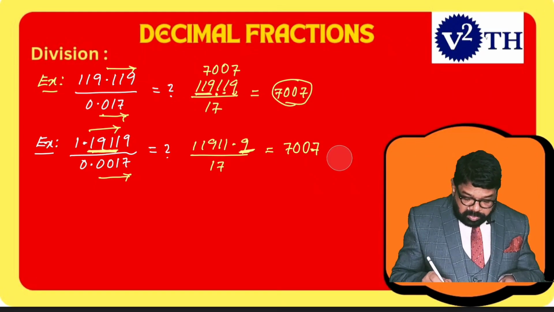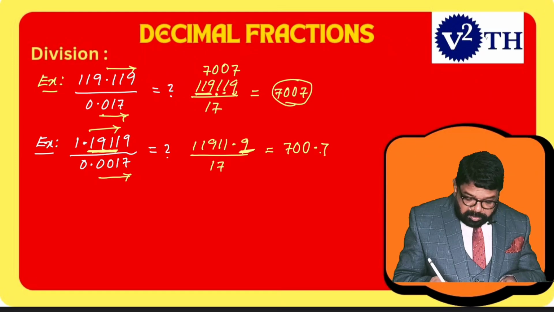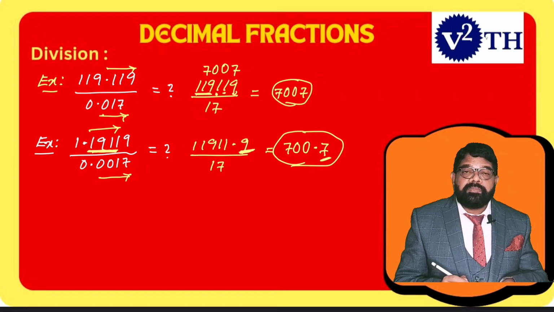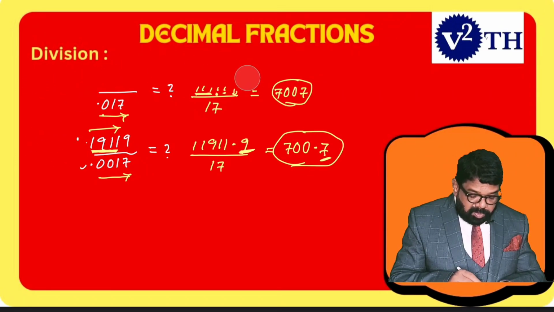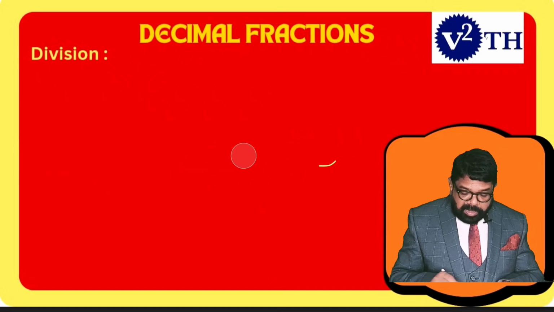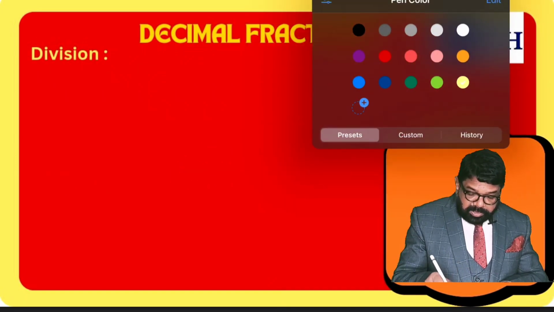So here you get 0.7. Here after the decimal 1 digit, here also after the decimal 1 digit. Understood? Now see another example. Suppose division by 10, by 100, by 1000 is given. So what happens? Observe the example.